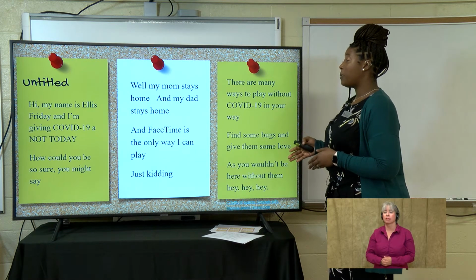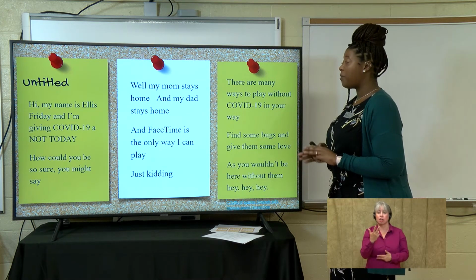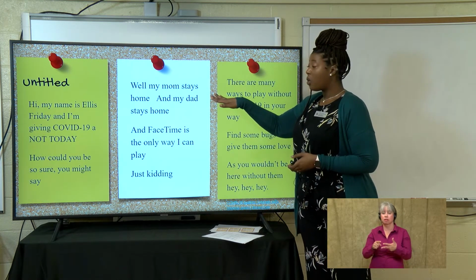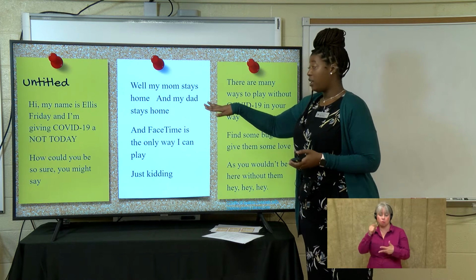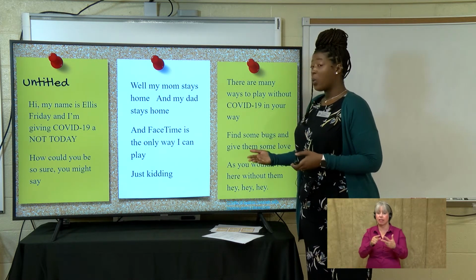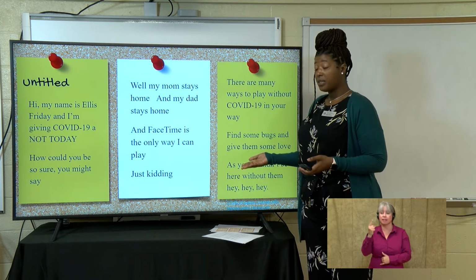In this section, she points out 3 different downfalls during the COVID-19 pandemic or during the stay-at-home order. Let's go over those and analyze those 3 different downfalls. Her mom is at home. Her dad is at home. Neither of them are working. And lastly, she says FaceTime is the only way she can play, or in other words, FaceTime is the only way for her to spend time with her friends.